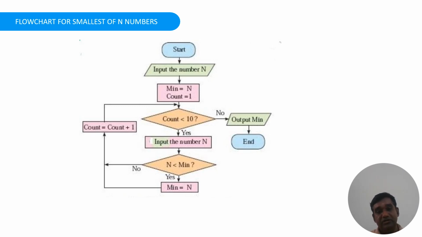If it is lesser than 10, we are going to get the value for n, and we are going to check whether n is less than minimum or not. If it is, we are going to reassign the value of minimum and increase the count. If it is not minimum, as usual, we are going to increase the count and get the value for n, and again it will run up to the 10 statements. Means a looping is going to work over here. Once it reaches the 10, it is going to produce the output minimum and we are going to end the flowchart. So this is about finding the smallest of n numbers.